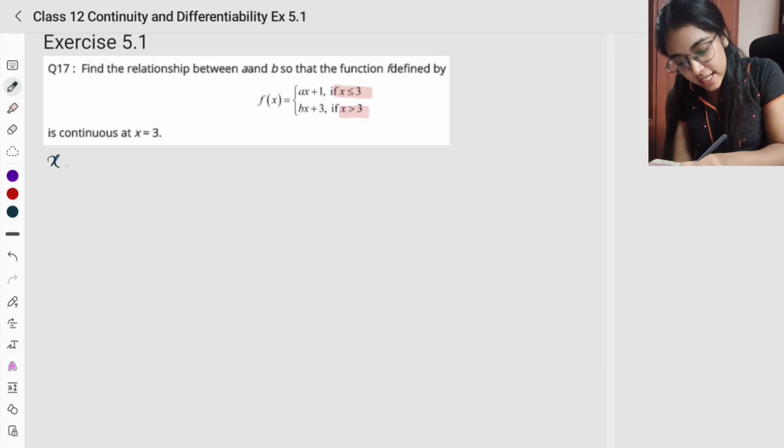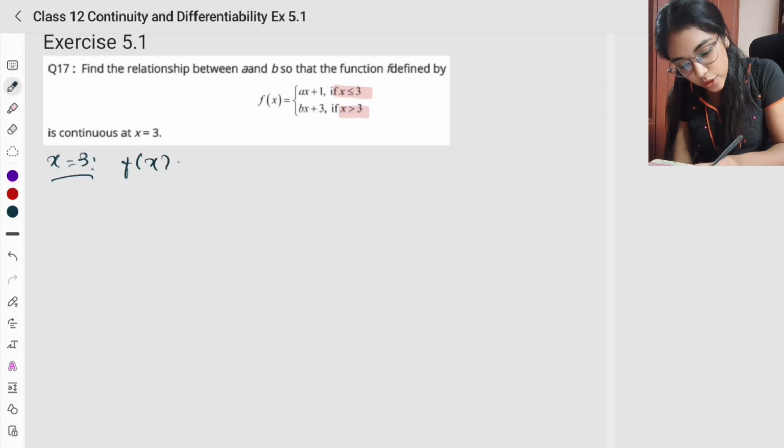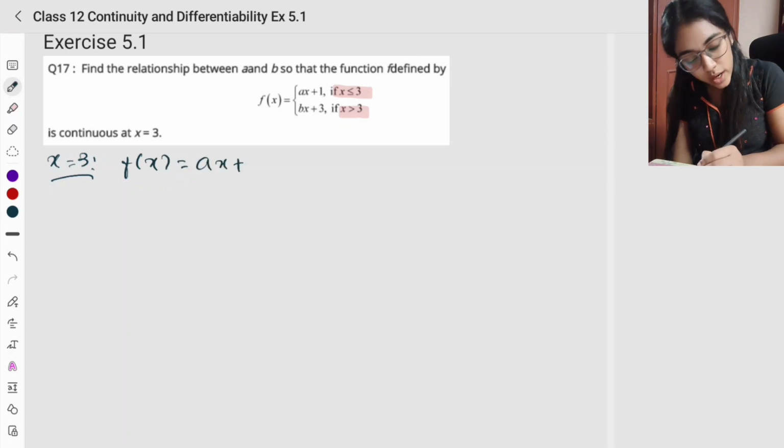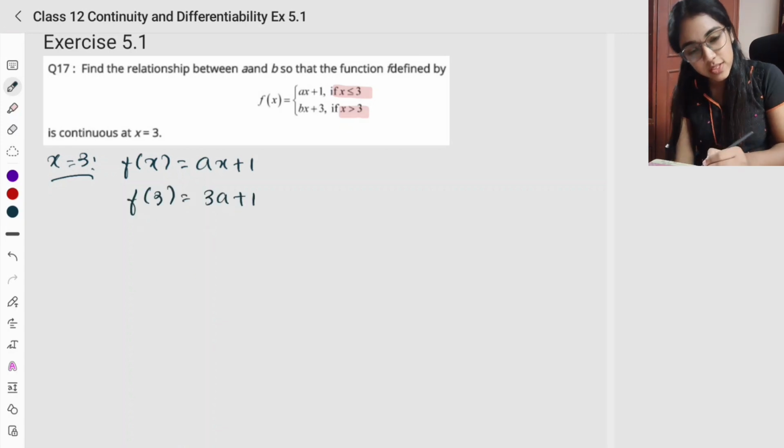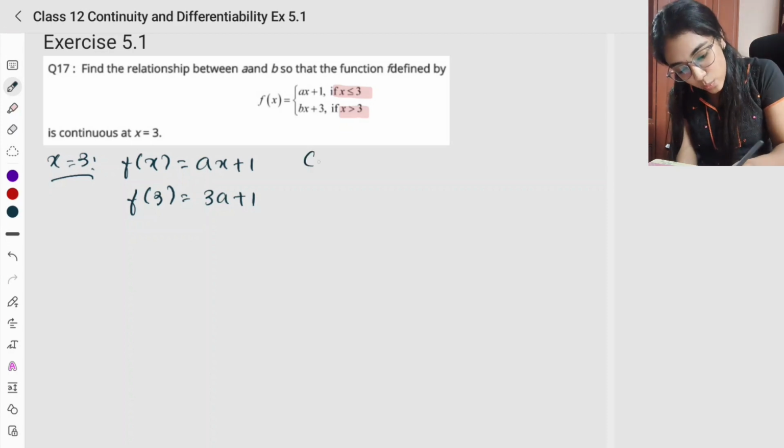At x is equal to 3, what is my condition? f of x is going to be ax plus 1. So this is when x is equal to 3. Then what will happen? f of 3, when I substitute, I'll have 3a plus 1. So this is my f of 3. Okay, I found this. What is my second case? This is case 1. What is my second case?